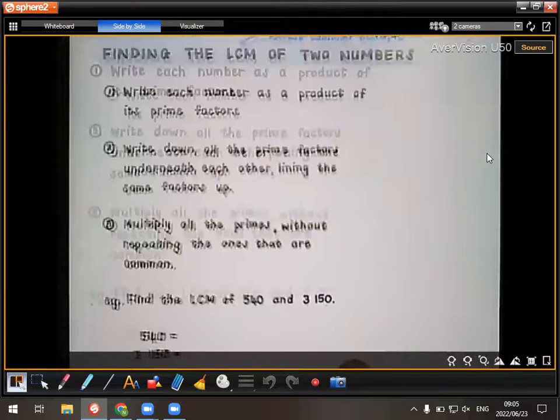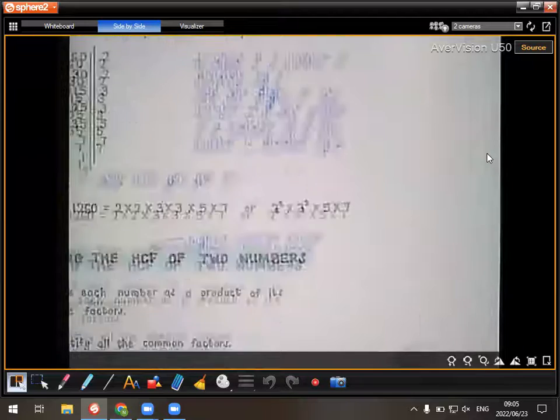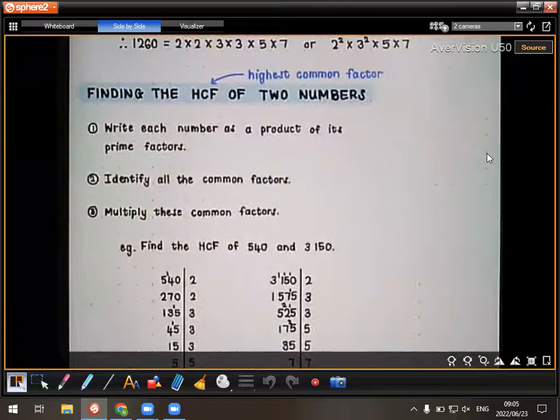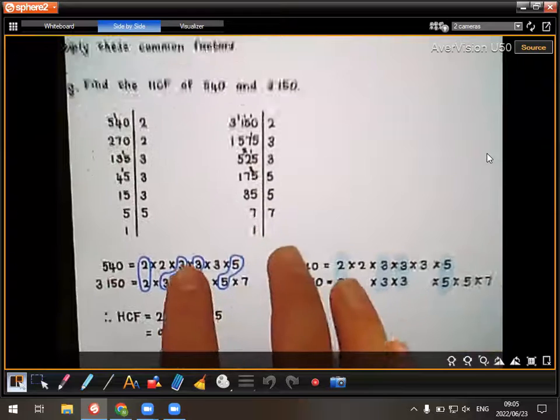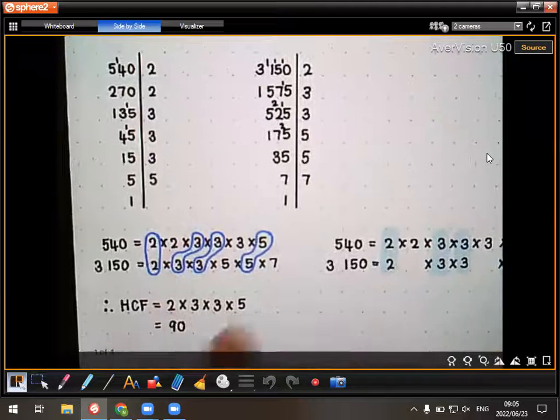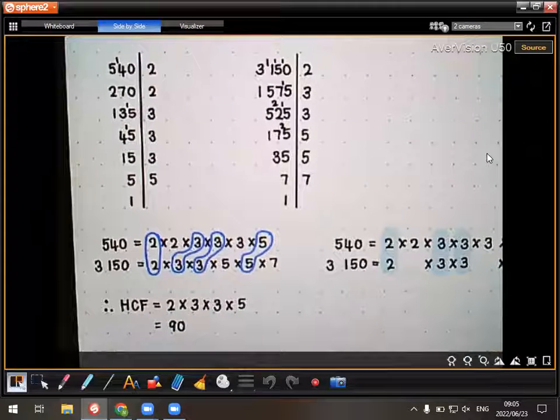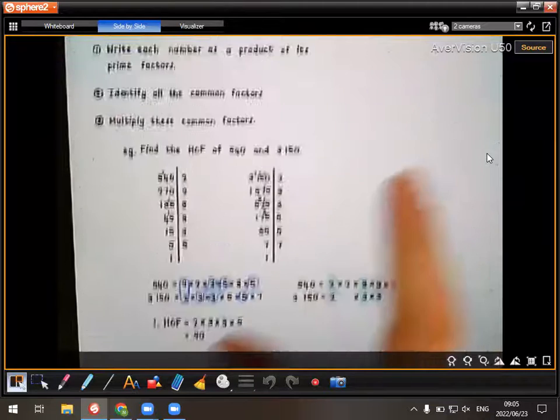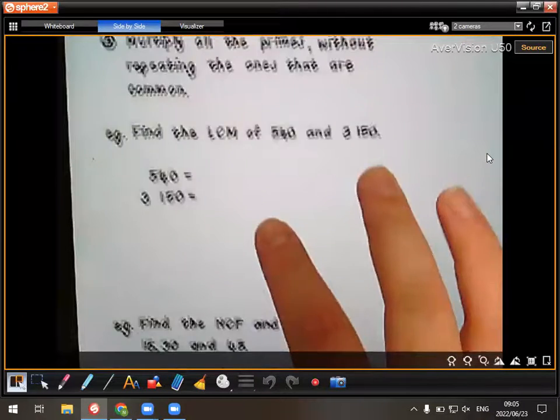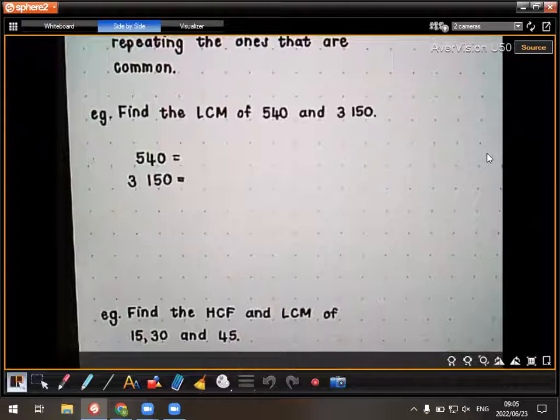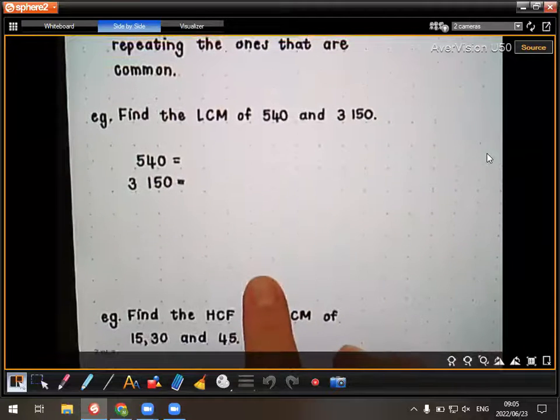Okay, so yesterday, let me just quickly remind you what we did for HCF, because this is now different. For the HCF, we did our factor ladders, then we wrote our factors down, then we circled the ones that are common, and those were the only ones that we multiplied, right? Now for the LCM, we're going to have to multiply all of them, but we're not going to double up on the ones that were common. So I'll show you that now.